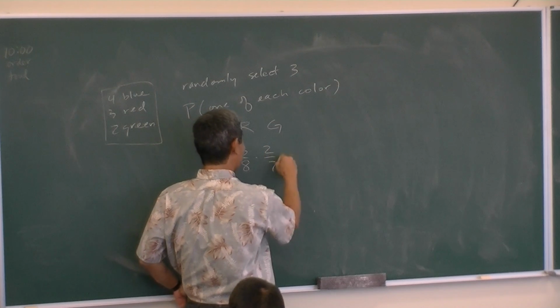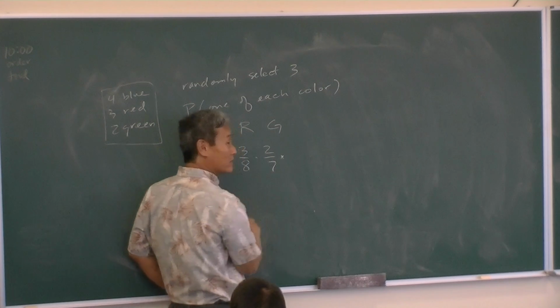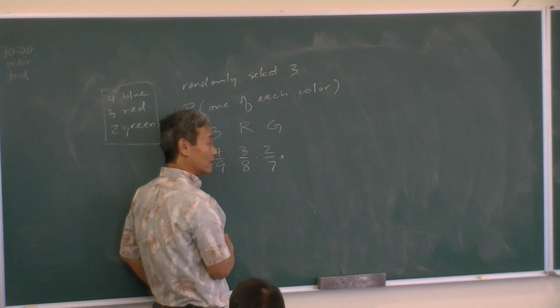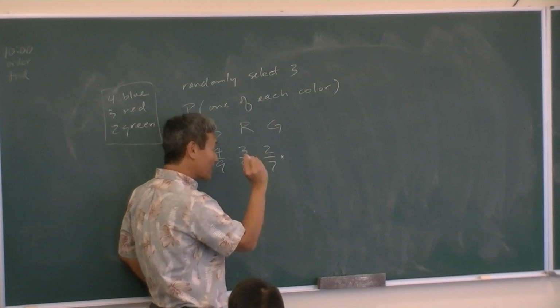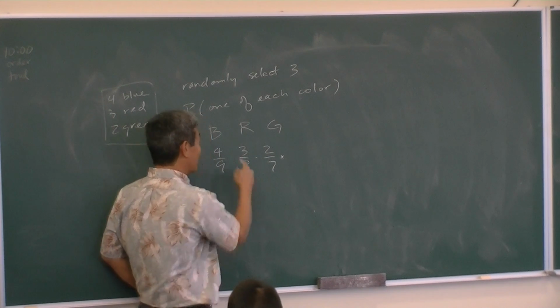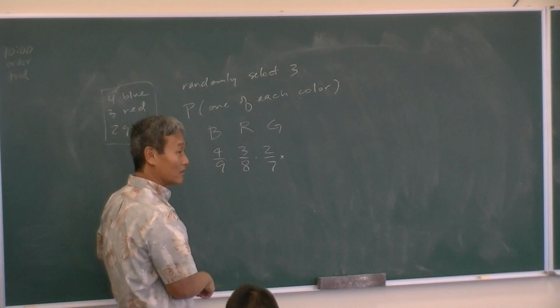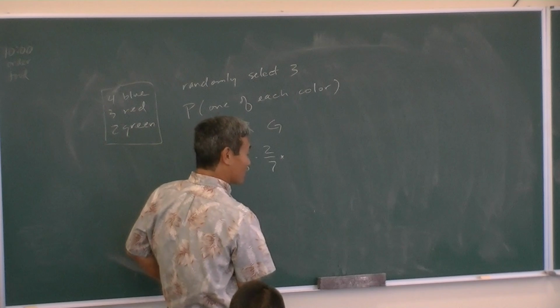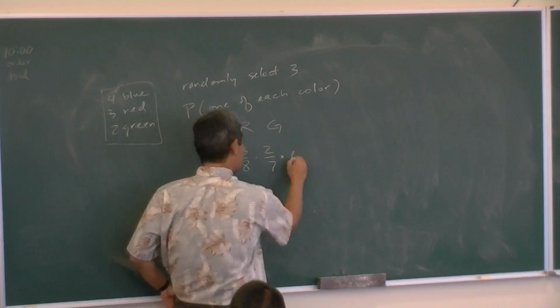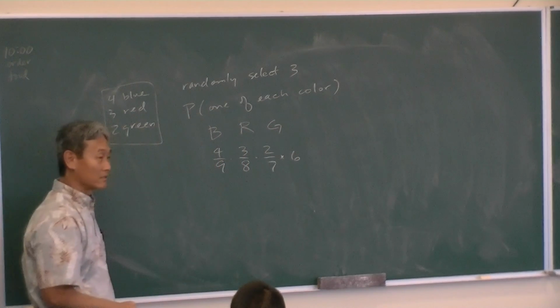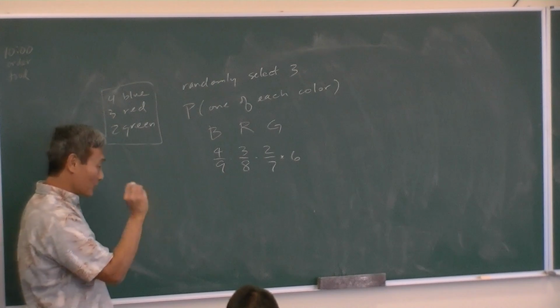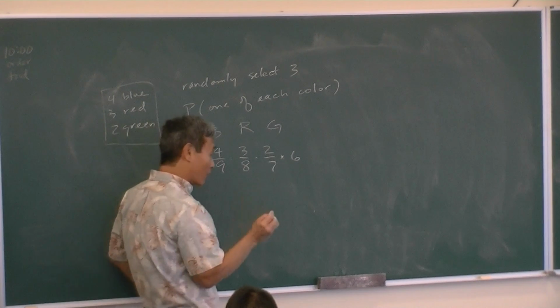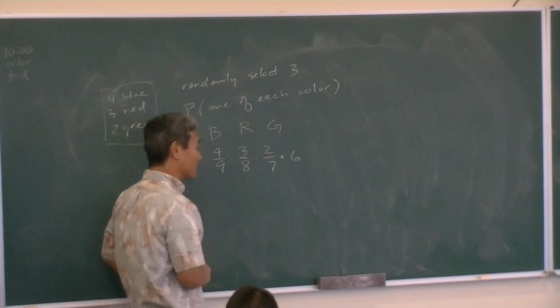2/7. But how many different orders can you put them in? Because when you pull out marbles one at a time, there's an order, first, second, third, right? Is that the only way you can get one of each color? No, you could have got green first, then red, then blue. What about red, then blue, then green? So how many different orders are there? 6, so you have to multiply by 6. When you pull out the marbles one at a time, it's a permutation. There's an order, so you have to multiply by the number of different orders.